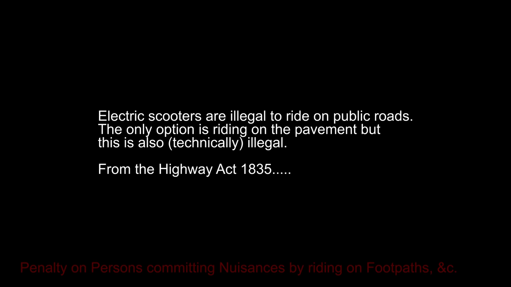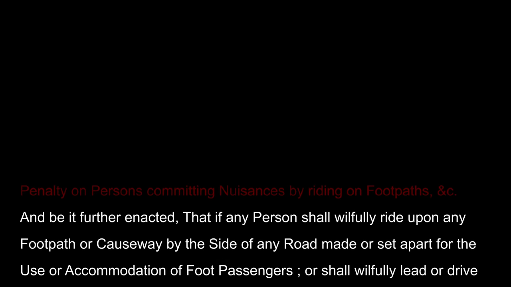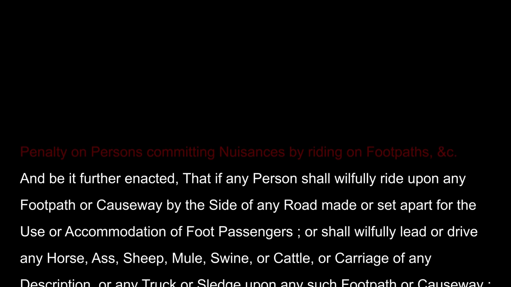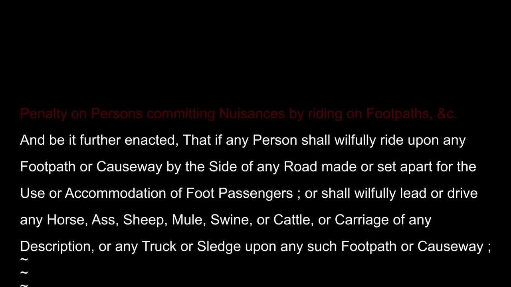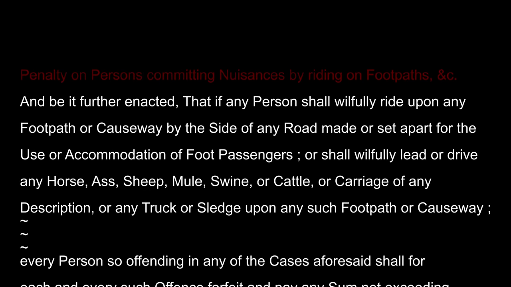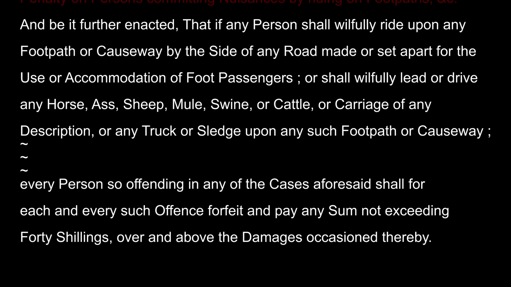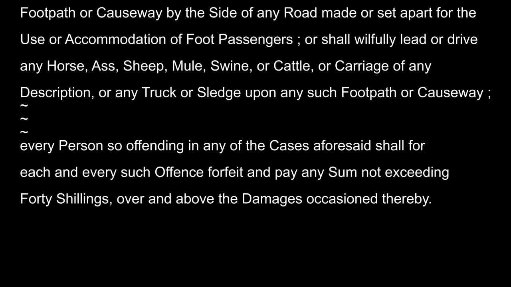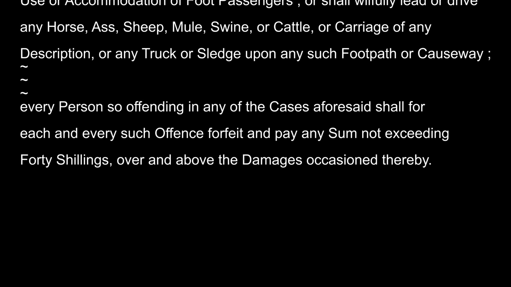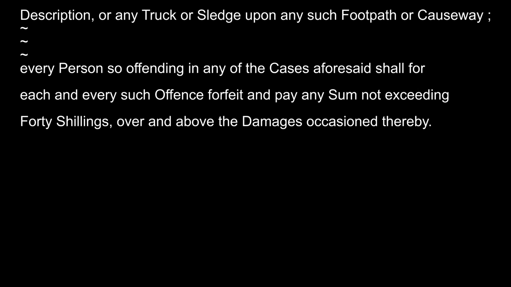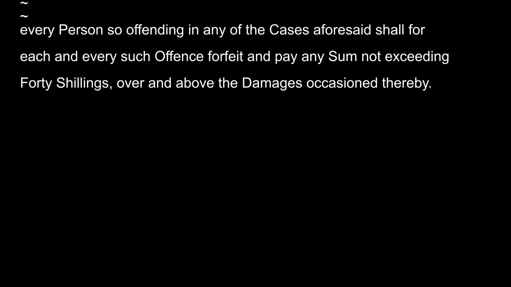Before I go any further, I want to bring to you a section of the Highway Act 1835, which is still in force now. It hasn't been updated. It says any person that shall willfully ride upon any footpath or causeway by the side of the road, made or set apart for the use or accommodation of foot passengers, or shall willfully lead any horse, ass, sheep, mule, swine or cattle, or carriage of any description, or any truck or sledge upon any such footpath or causeway. And at the bottom it says every person so offending in any of the cases aforesaid shall for each and every such offence forfeit and pay a sum not exceeding 40 shillings, which is £2.